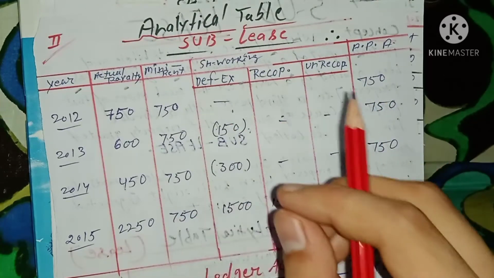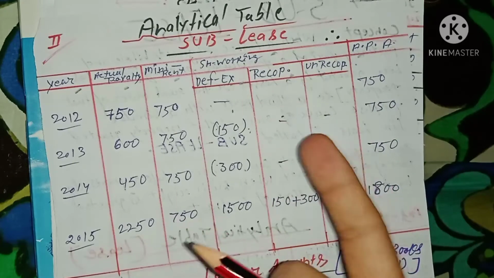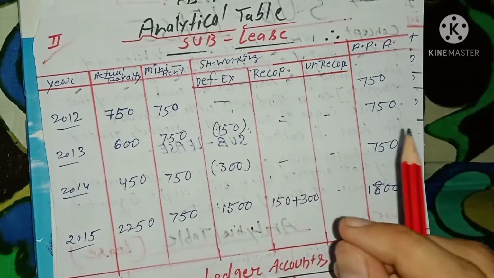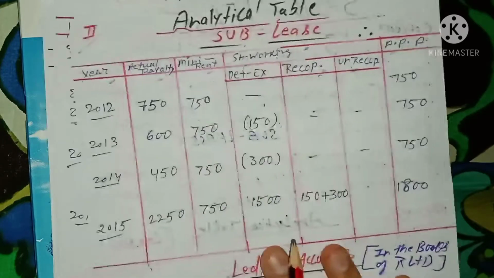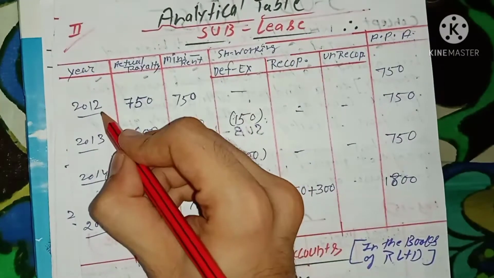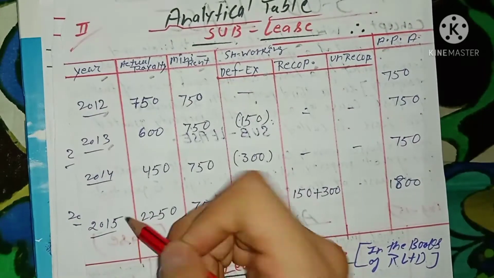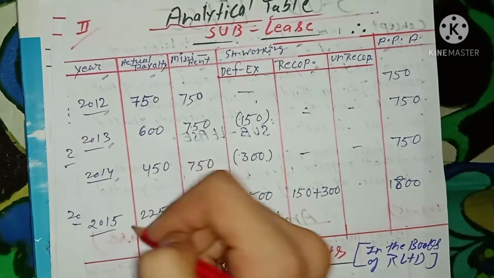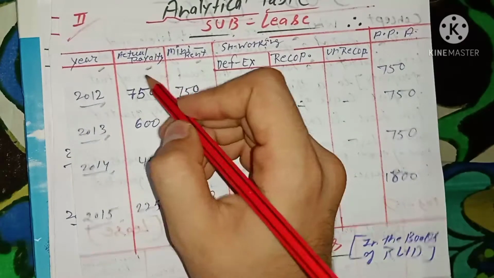R limited is the lessor for T limited, just because the lessor is payable, and T limited is forcefully payable to R limited. In such a case, we're going to prepare the analytical table in case of sublease. How are we going to do this? First of all, write down all the years, like 12, 13, 14 and 15, mention them from the question, and I have already told you how to calculate the actual royalty amount.